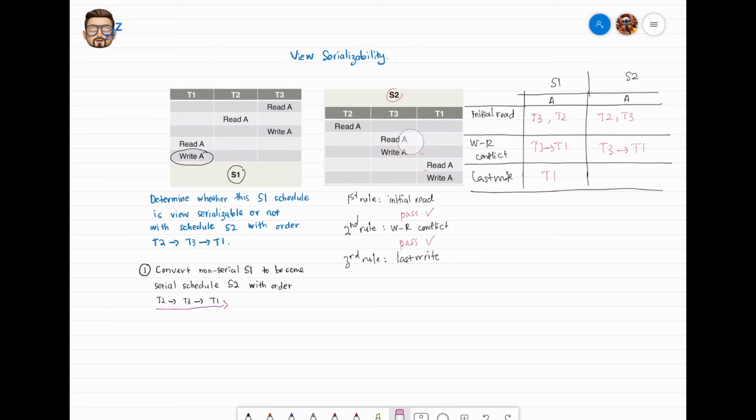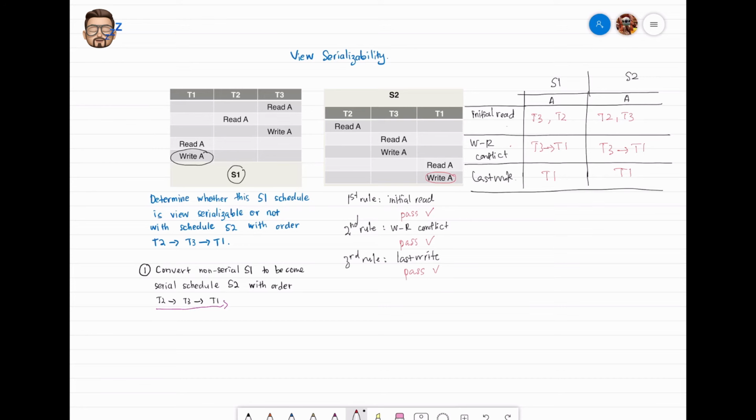Let's take a look at S2 also. Which transaction did the last write? If we take a look, the last write also is done by T1. Is it the same? Yes. So if it's the same, then we know that the third rule also passes, because S1 and S2 have the same value for initial read, write-read conflict, and last write. This is for data item A.